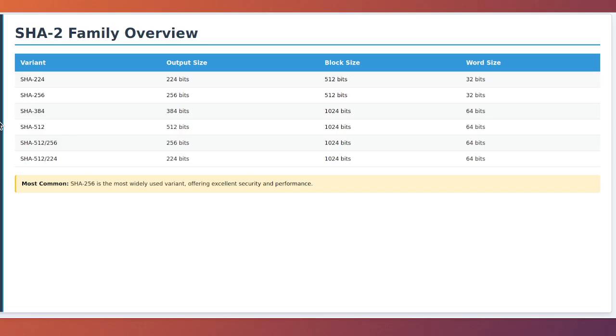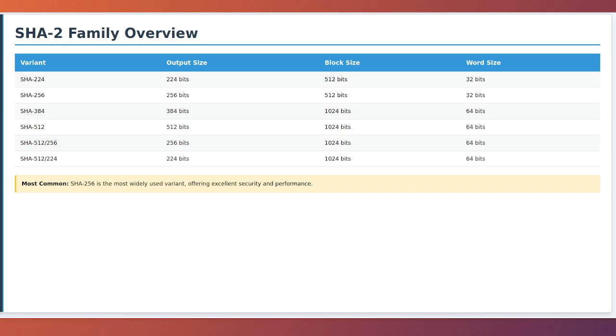The newer SHA-512/256 variant runs the full SHA-512 algorithm, but outputs only 256 bits. Why would you use this instead of SHA-256? Because on 64-bit systems, SHA-512/256 can be significantly faster than SHA-256 while providing the same output size. Similarly, SHA-512/224 provides 224-bit output using the SHA-512 algorithm.